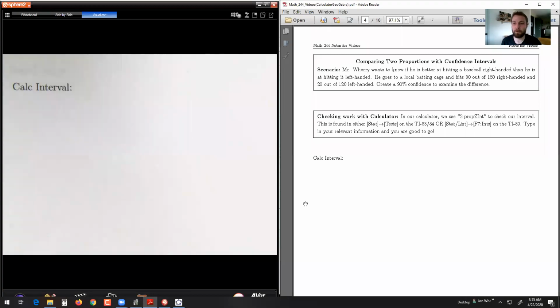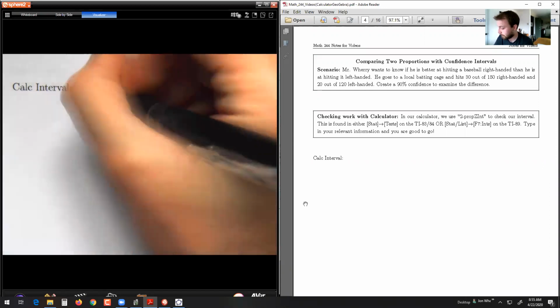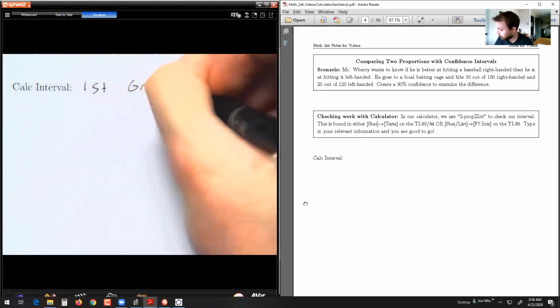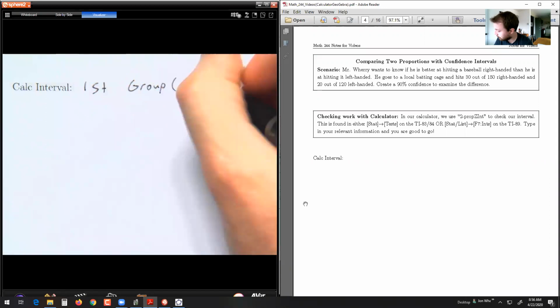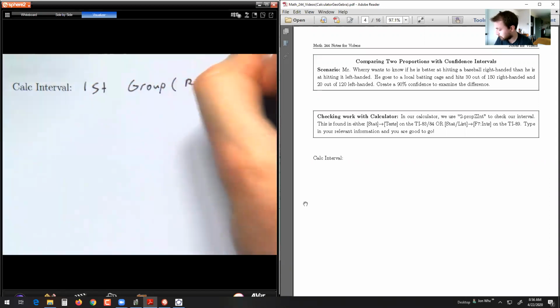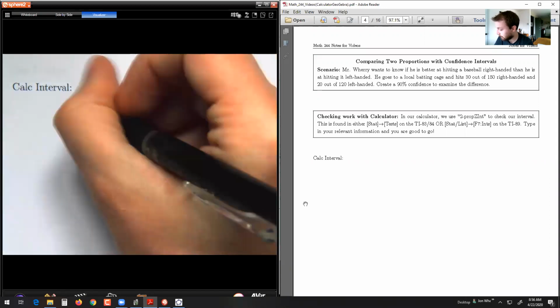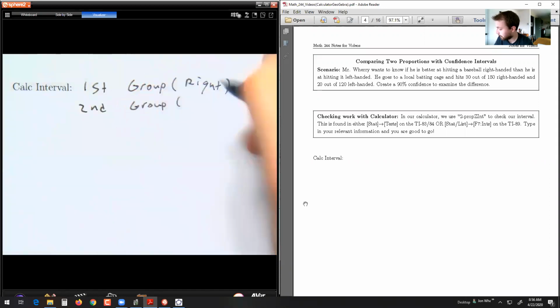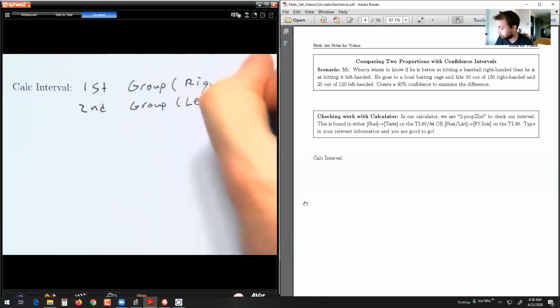This video is on comparing two proportions using a confidence interval. In this problem, I'm comparing how good I am at hitting using my right hand and left hand. Just for convenience, I'm going to remind myself that when I'm talking about the first group, I'm going to be using my right-handed information. When I'm talking about the second group, I'm going to be talking about the left-handed information.